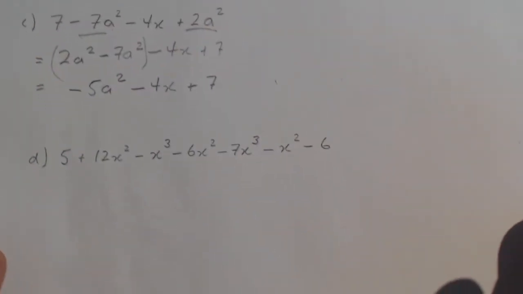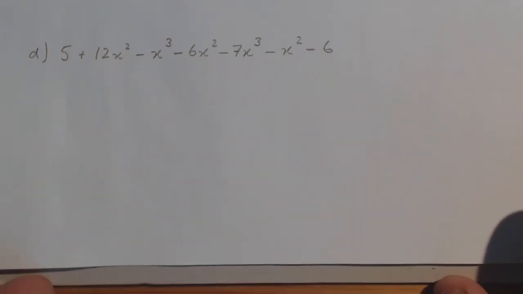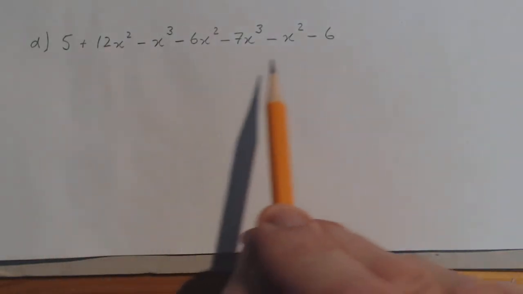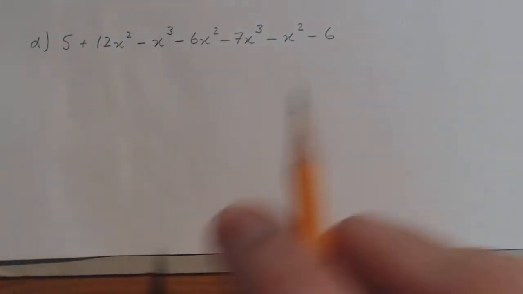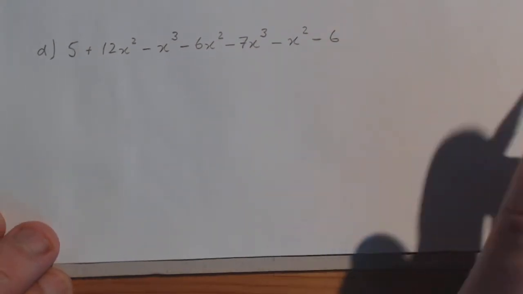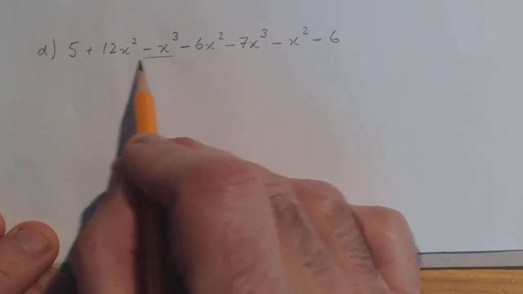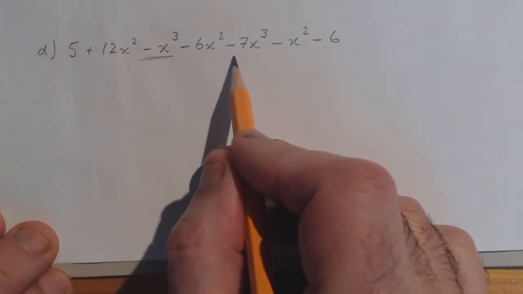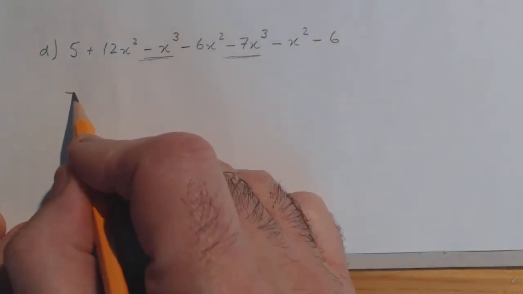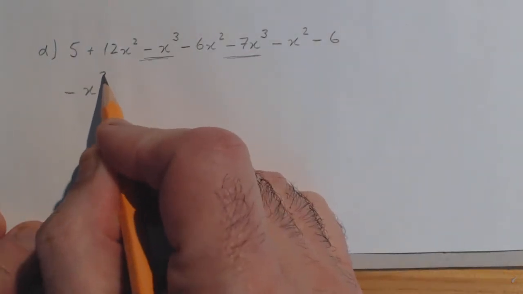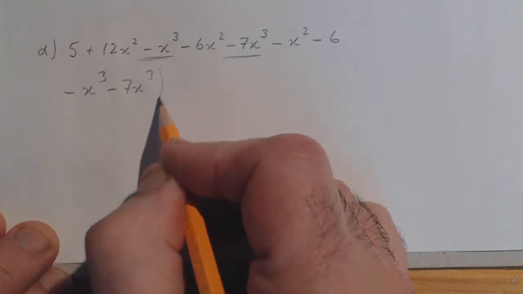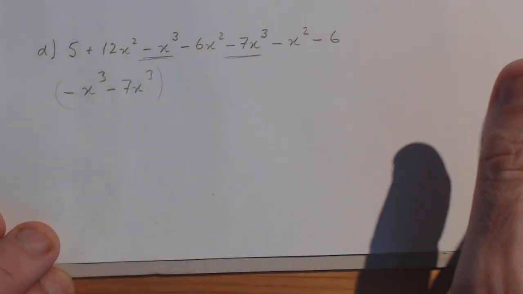And number D. Now here we have many terms in this expression. So let's isolate the like terms and write them together. We've got minus x to the power of 3 minus 7x to the power of 3. So let's isolate these and put them together. And you put brackets around there because we're going to collect those later.